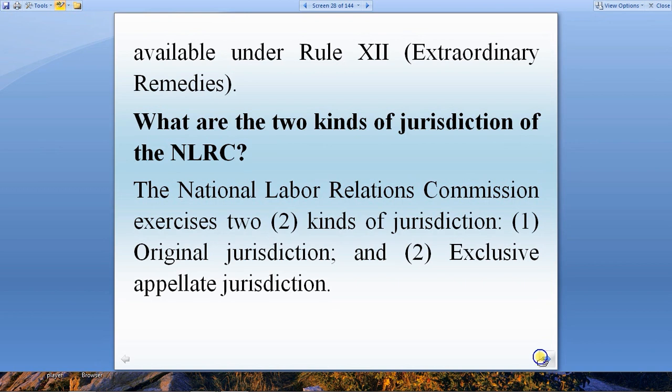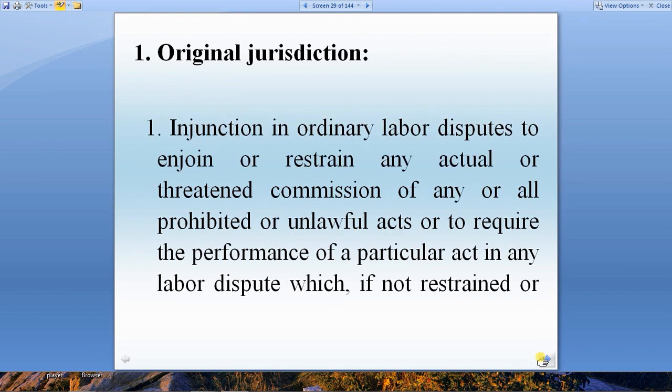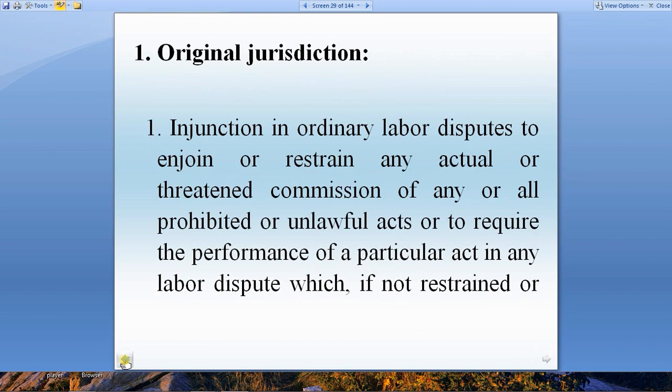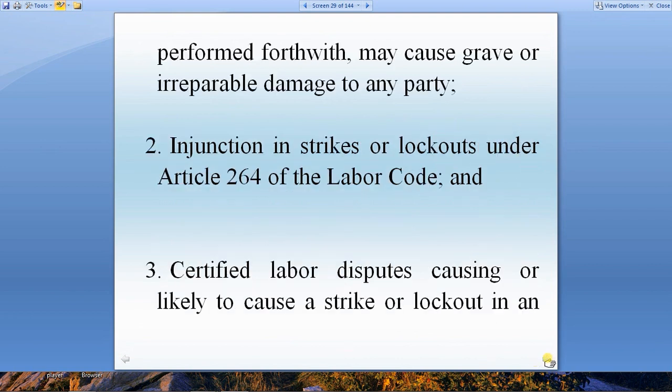The original jurisdiction is injunction in ordinary labor disputes to enjoin or restrain any actual or threatened commission of any or all prohibited or unlawful acts or to require the performance of a particular act in any labor dispute, which, if not restrained or performed forthwith, may cause grave or irreparable damage to any party. So, injunction, yan, papasok sila. Mag-intervene sila para maiwasan yung damage to the parties involved. Kasama din siya yung kanilang injunction during strikes and lockouts.